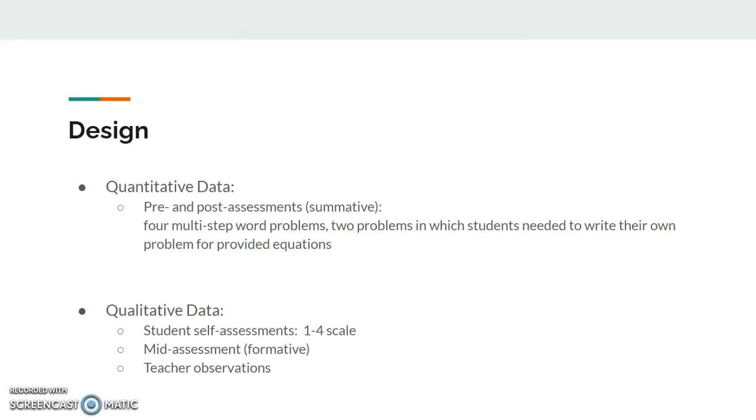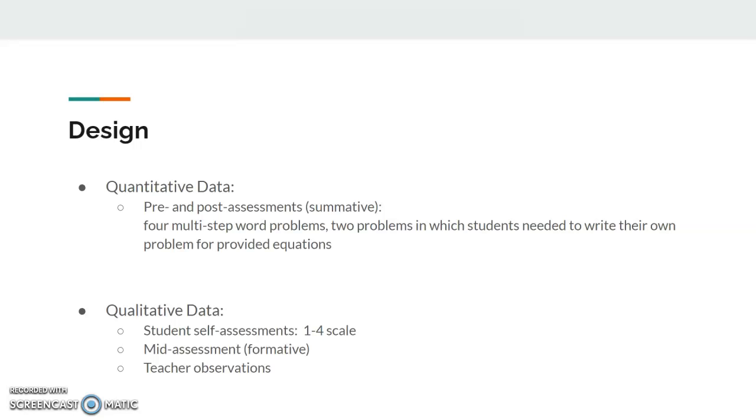These were both summative assessments. Both assessments included 4 multi-step word problems. They were different word problems on each assessment, but very similar to each other. Each assessment also included 2 problems in which students needed to write their own word problem for equations that were provided. So I gave the students two multi-step equations, and the students had to write their own word problem to match that equation. I'll talk about that a little more on one of the following slides.